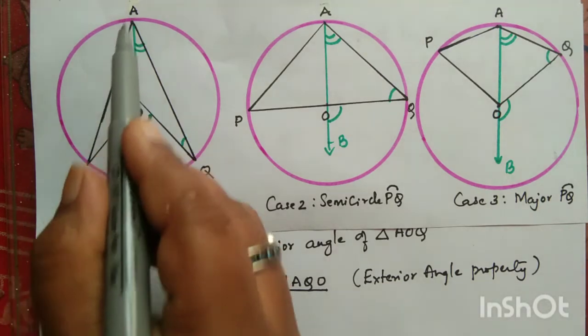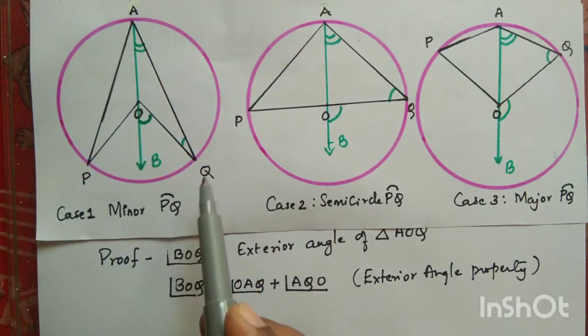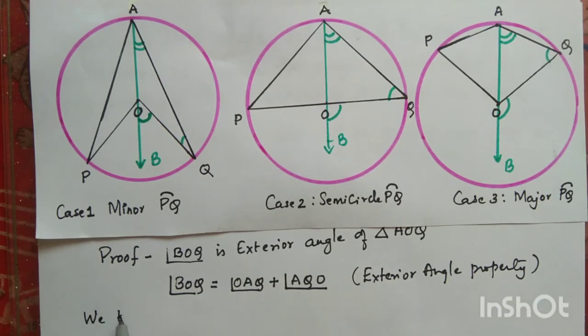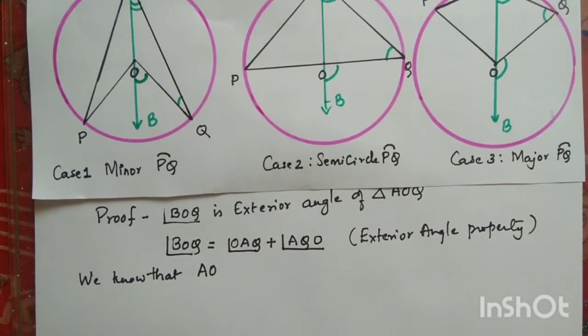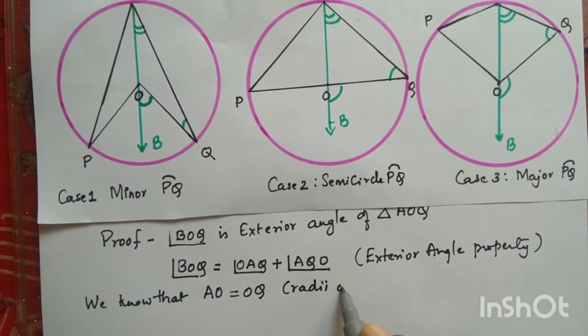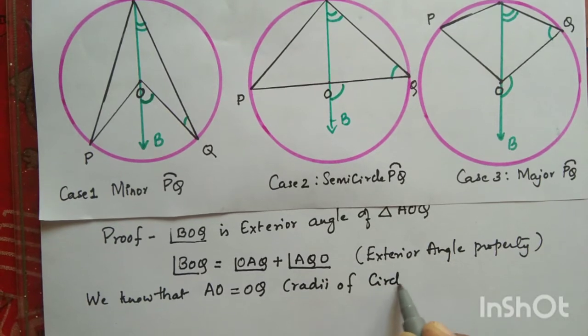And now AO and OQ are the radii of the circle. We know that AO is equal to OQ, and they are both radii of the circle.